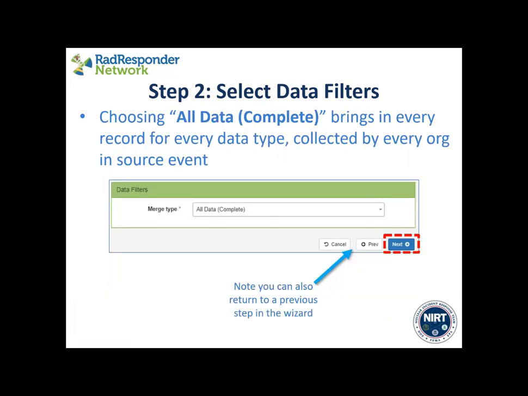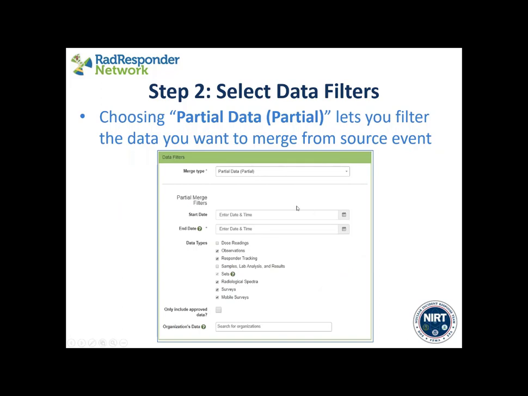So if you choose all data, that brings in every record for every data type collected by every org in the source event. And just a note, you can go back and forth in the wizard. So if you think you made the incorrect choice, you can go backwards. If you choose partial data, that lets you filter data that you want to merge from the source event.